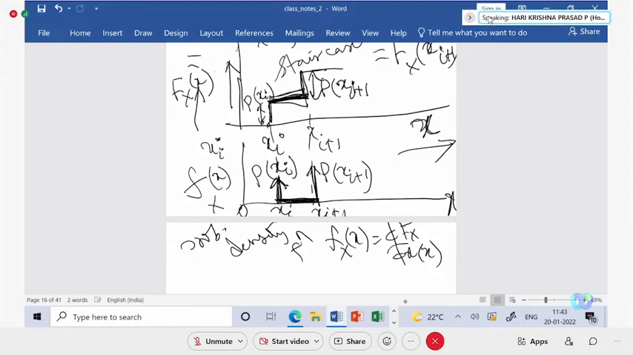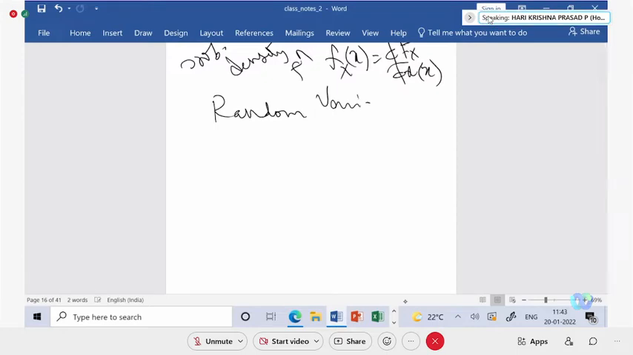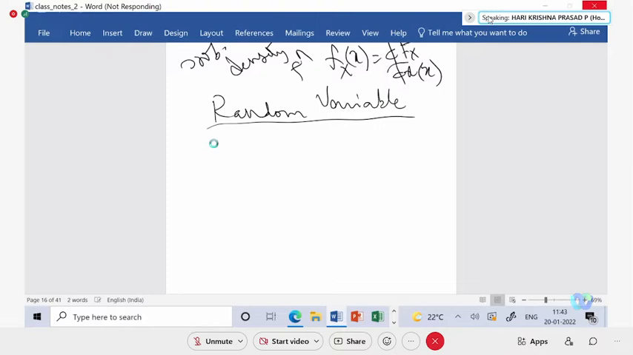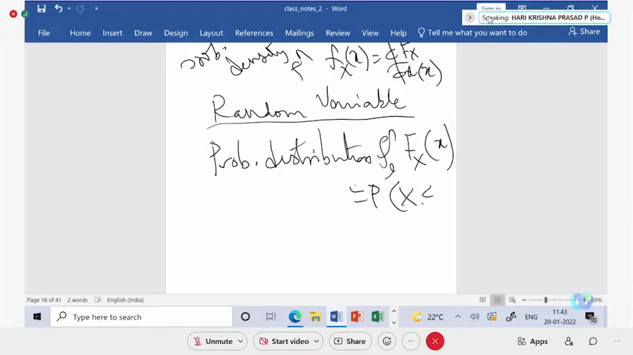So we have defined two functions now. First, the random variable is defined. It is a rule by which numericals are assigned to the outcomes of the experiment, right? Once the random variable is defined, we have defined the probability distribution function. The notation is F_X of x. And what is the definition of F_X of x? This is the probability that the random variable X takes a value less than or equal to x.